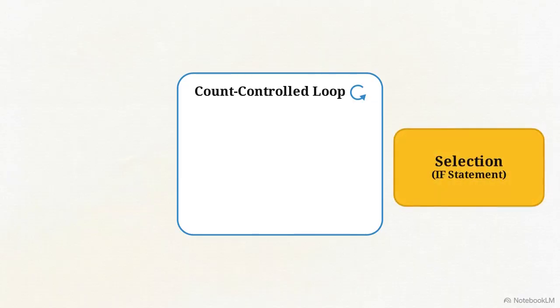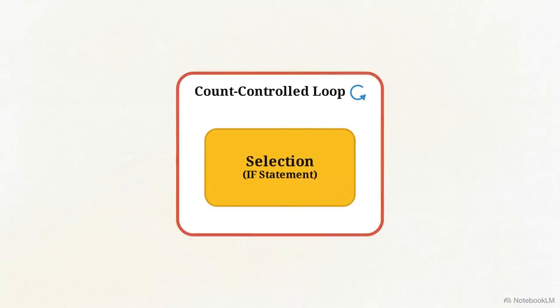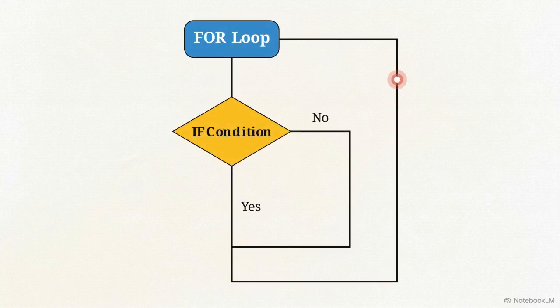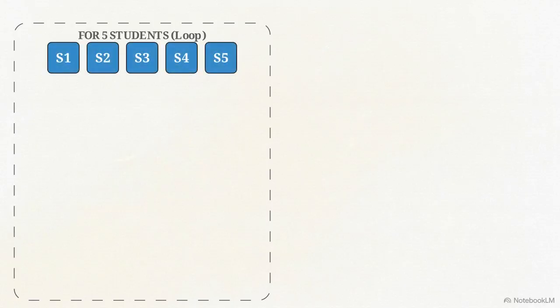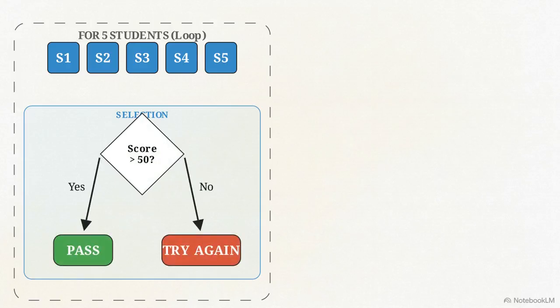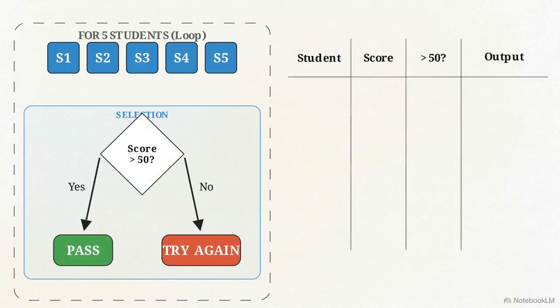The most common combination involves placing a selection, an if statement, inside a count-controlled loop. When you do this, the outer loop continues its cycle, but the inner if statement makes a new decision on every single pass. Let's trace a practical example. Imagine a system grading 5 student test scores. If a score is over 50, the output is pass. Otherwise, the output is try again. Because of this nested structure, the computer evaluates the passing criteria from scratch for every individual student in the sequence.